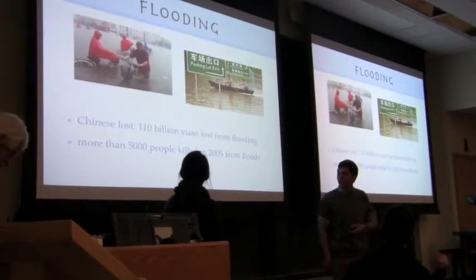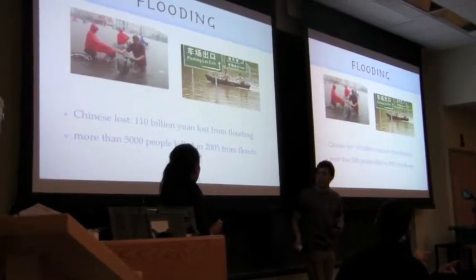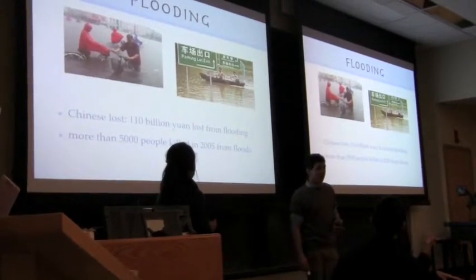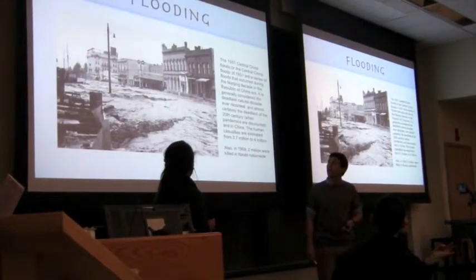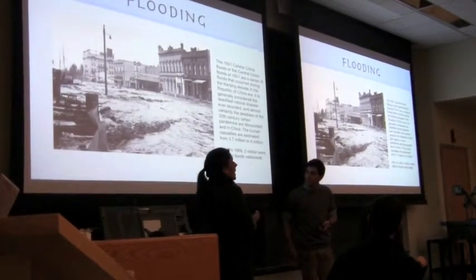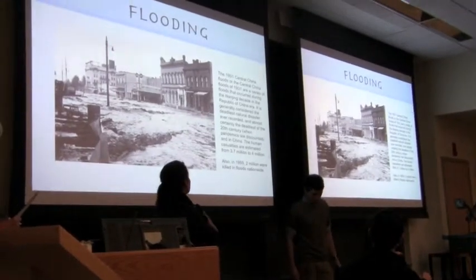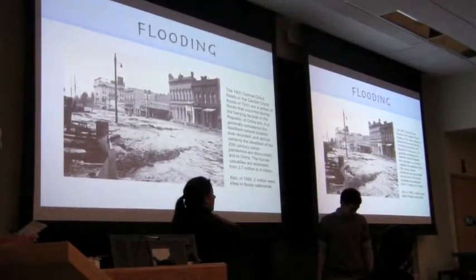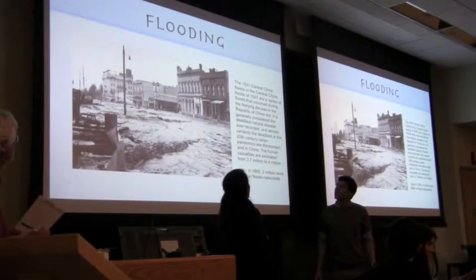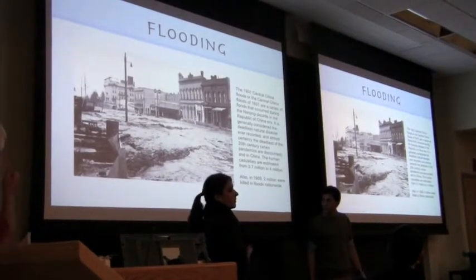Just more examples of flooding. The Chinese lost over 110 billion yuan just from flooding, and more than 5,000 people were killed from floods in 2005. This slide is just to prove that this is an extra factor that China has to worry about, that it is susceptible to flooding just by the way that the water is set up there. In 1931, there was a really severe flood where the casualties were estimated at 3.7 to 4 million people.